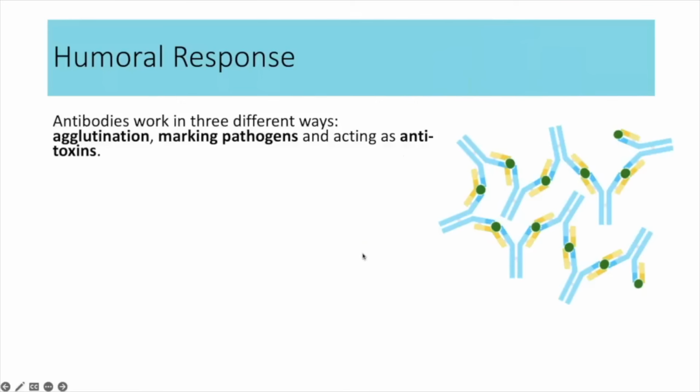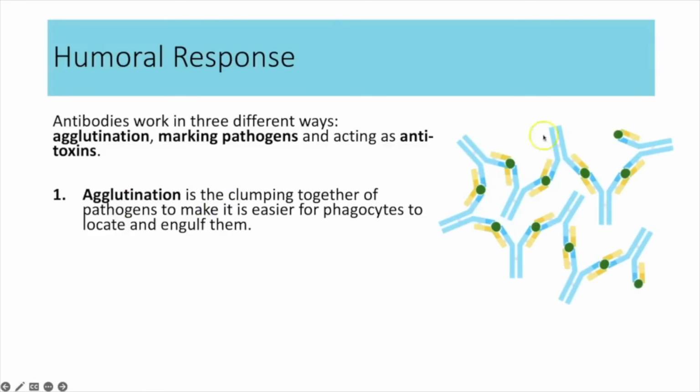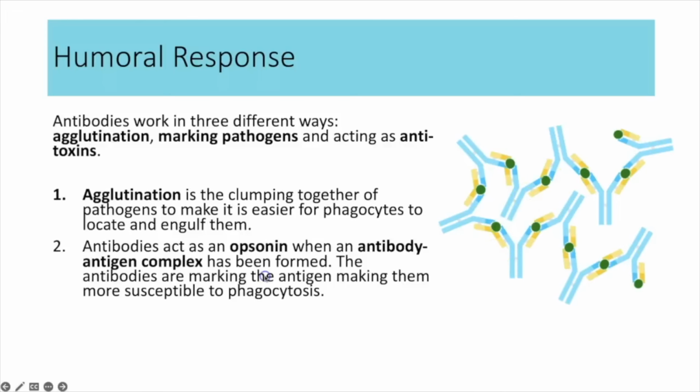pathogens. So the way that antibodies can actually help to destroy the pathogen are in three ways: agglutination, marking pathogens, and also acting as an antitoxin. Agglutination is what we can see here in this image. It's where we have the clumping together of the pathogens due to the antibodies binding to them. And in clumping them together, it makes it easier for the phagocytes to locate and engulf them more efficiently. And therefore you'll be removing the pathogen before it can cause too much damage.